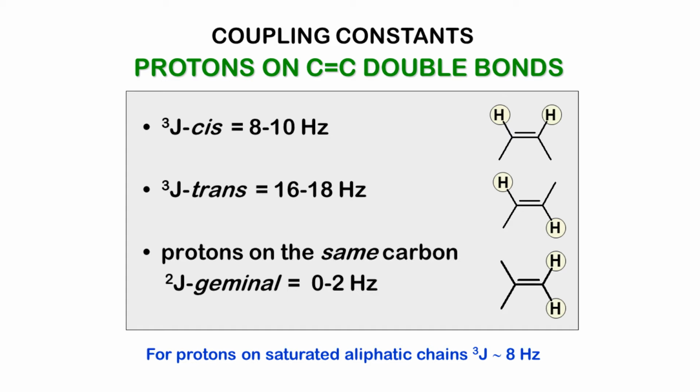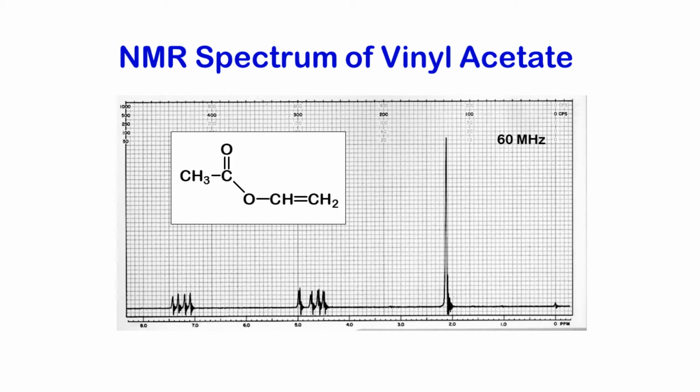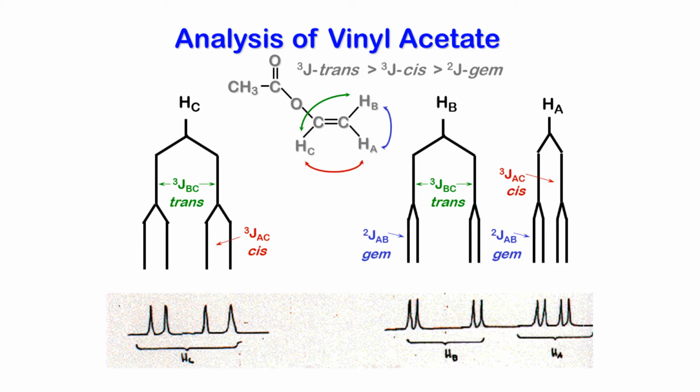Coupling constants for protons on C=C double bonds vary. 3J cis is 8-10 Hz, 3J trans is 16-18 Hz, and 2J geminal is 0-2 Hz. For protons on saturated aliphatic chains, 3J is approximately 8 Hz. The NMR spectrum of vinyl acetate at 60 MHz shows distinct peaks corresponding to the different hydrogen environments in the molecule. Analyzing vinyl acetate reveals that 3J trans is greater than 3J cis, which is greater than 2J geminal, resulting in distinct splitting patterns in the NMR spectrum.